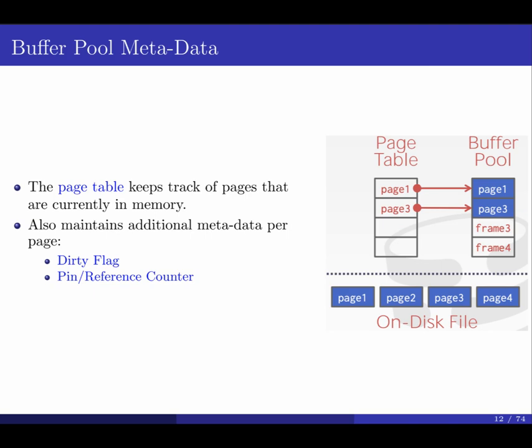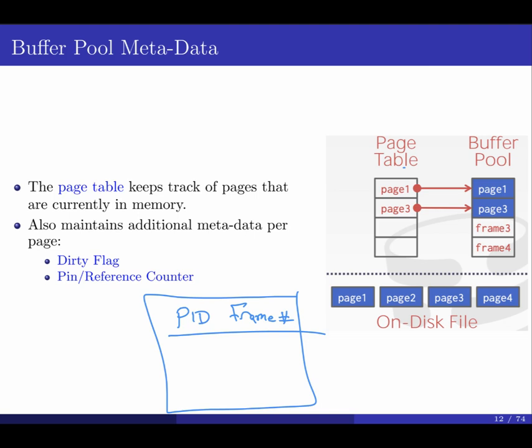So if you check the page table, maybe it has something like this inside. You have the page ID and the frame number. Say page 1 is in frame 1, page 2, for example page 3 in frame 2, and etc. We have more data, but those are not enough.